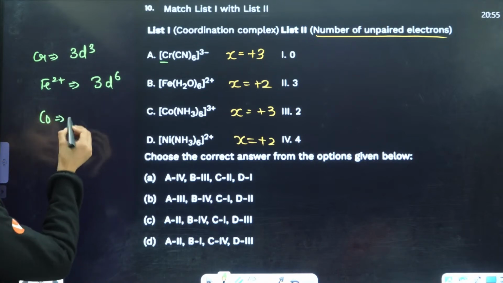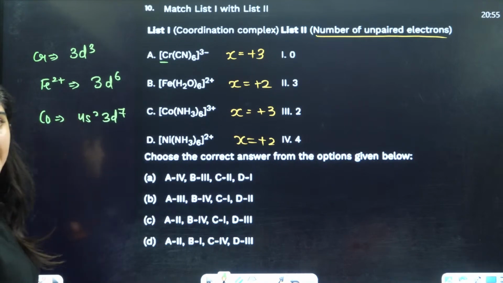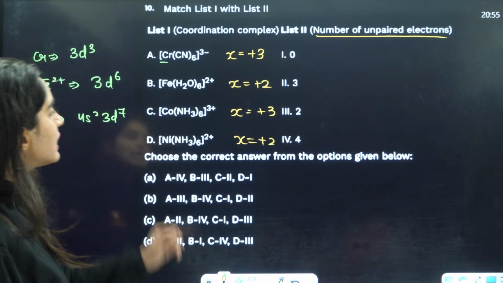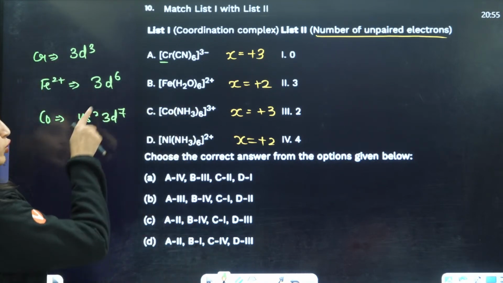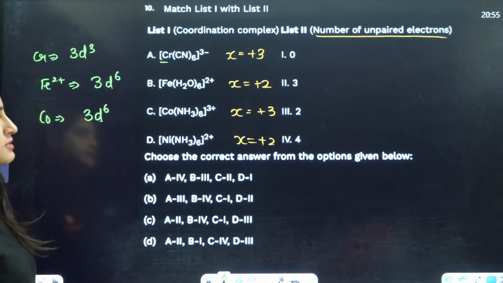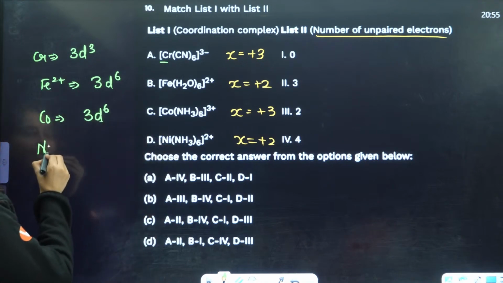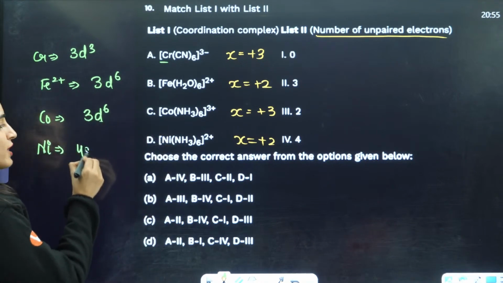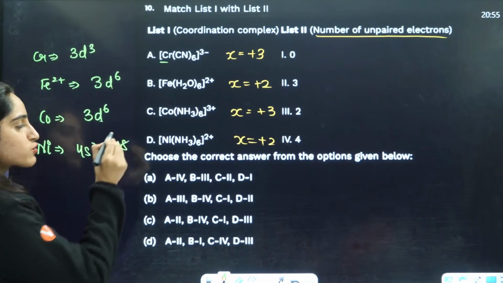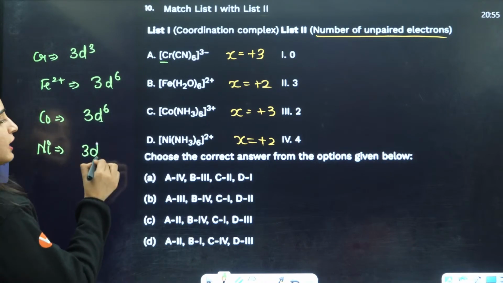Then you have cobalt. Cobalt is 27, 4s2 3d7, that is the electronic configuration of cobalt. Taking out 3 electrons, 2 from here and 1 from here, it again becomes 3d6. What about this one? Nickel is atomic number 28, so it is 4s2 3d8. Taking out 2 electrons here, it becomes 3d8.